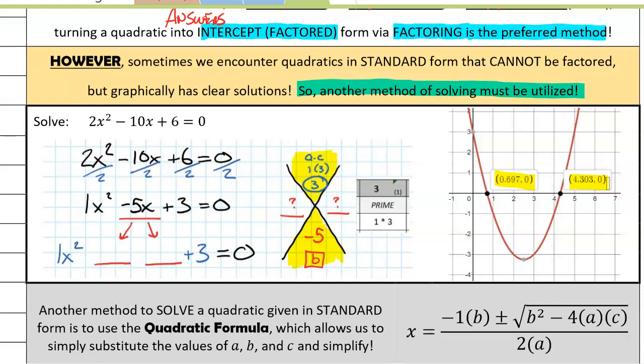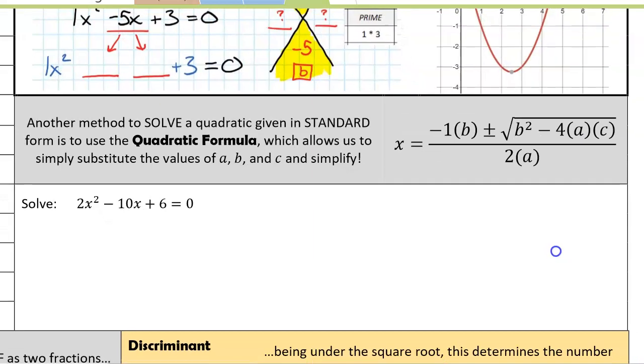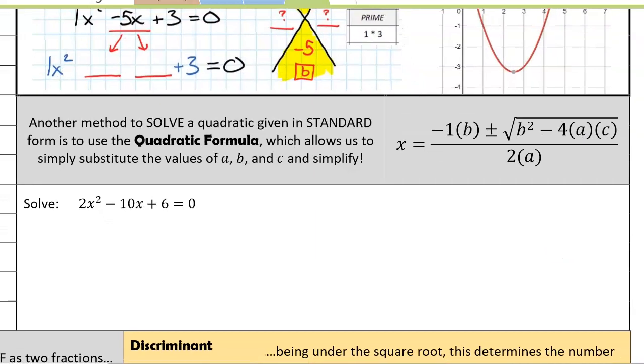How is this possible? Well, it's because this quadratic does not factor nicely, but we still must have a way to go ahead and find our solutions. This method is going to be using the quadratic formula. You've seen this before in Algebra 1. It is x is equal to negative 1 times b plus or minus the square root of b squared minus 4ac, all divided by 2a. This is simply a formula we could use just by substituting the values of a, b, and c and simplifying. We are able to get our answers.